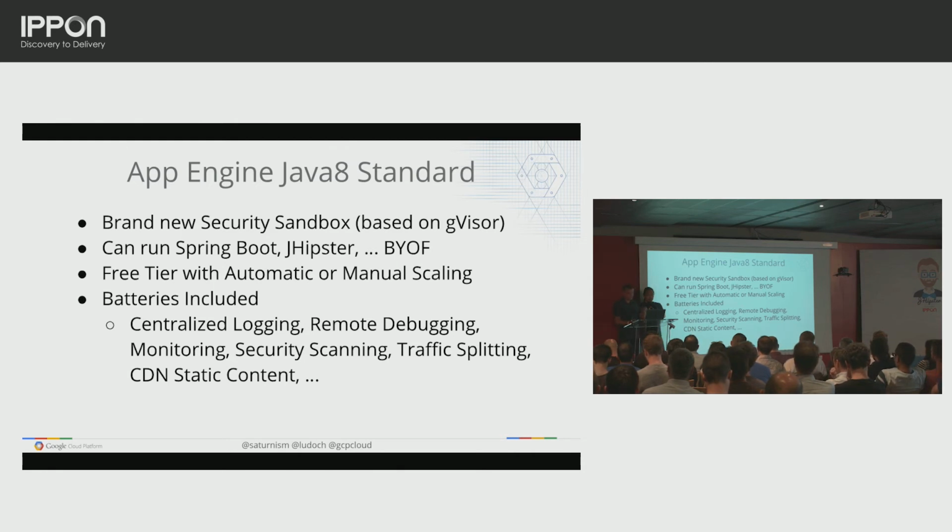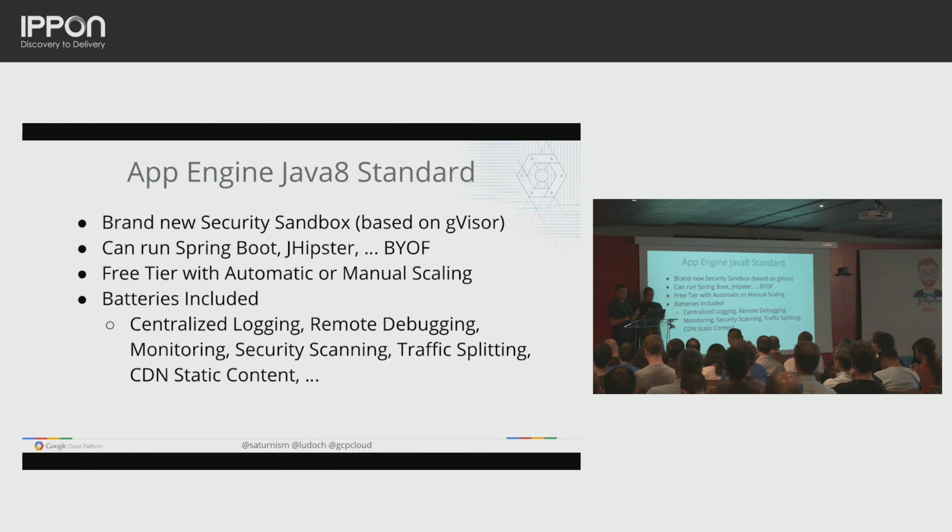So this is the reason why it took us that long, because we could not trust anymore the Java security sandbox. We had to expand it beyond the JVM. So finally, we can run Spring Boot JHipster out of the box. Before we had the old security sandbox that had many limitations. Now all those limitations are gone. But it's still the same product, I mean, same App Engine product without the limitations. Same free tier, automatic, manual, basic scaling, everything is included.